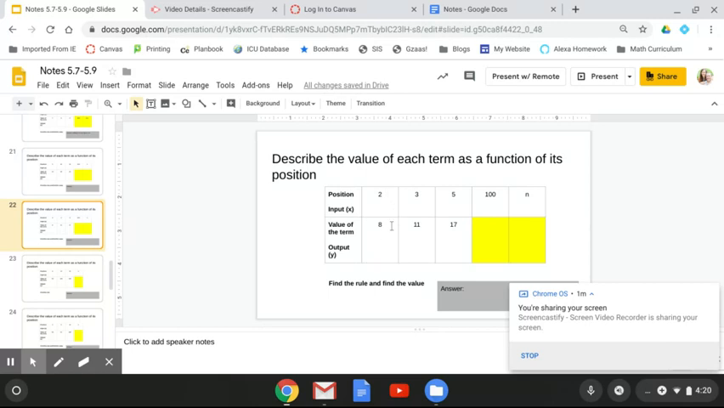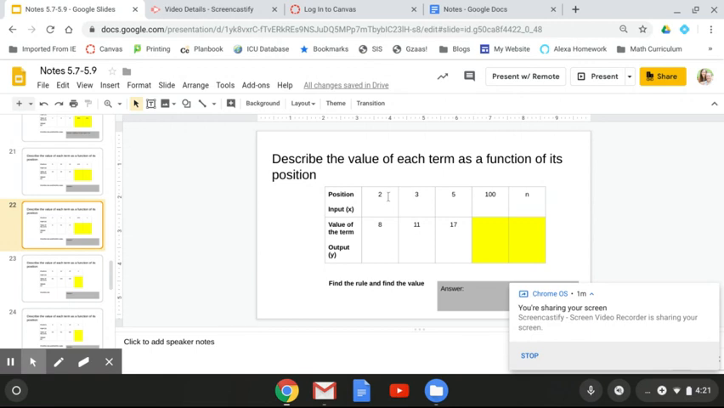So 2 to 8, 3 to 11, 5 to 17. Well, I know that 2 times 4 makes 8. But 3 times 4 does not make 11. Okay, let's try adding. 2 plus 6 makes 8, but 3 plus 6 makes 9. So how am I going to get from the input to the output? The next thing we try is multiplying and then adding to get close.